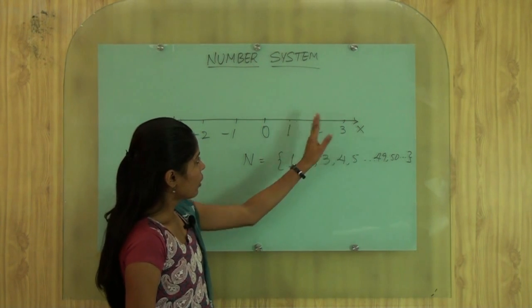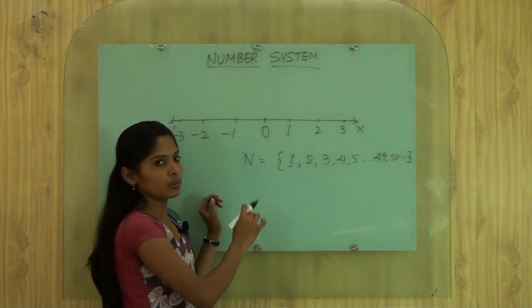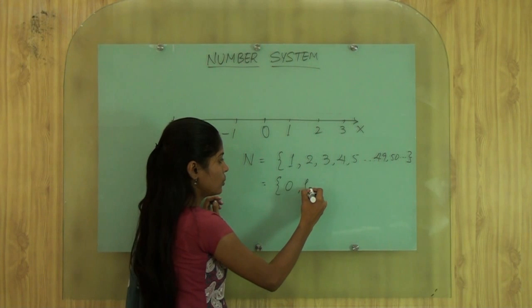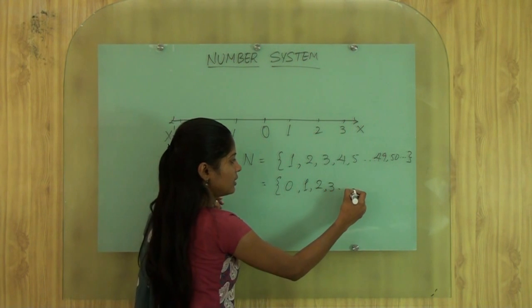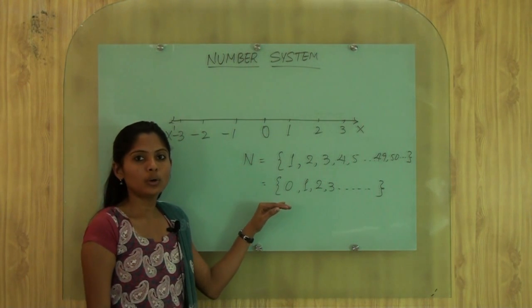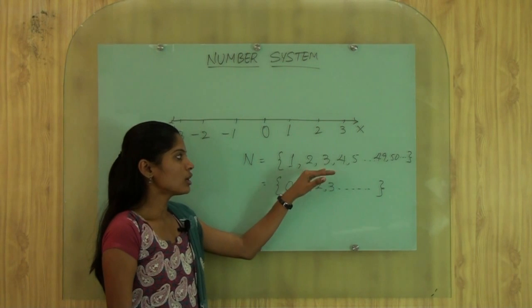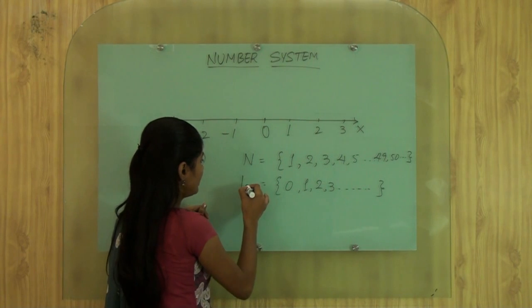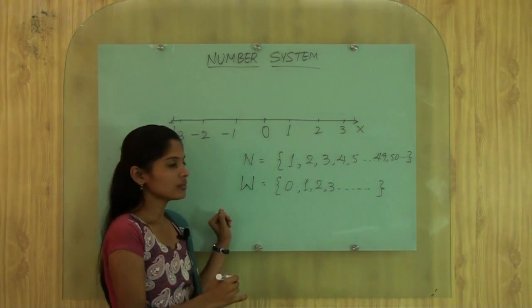Then you come all the way back, pick up 0 and collect it along with these numbers: 0, 1, 2, 3 and so on. These numbers are called whole numbers. Natural numbers along with 0 are called whole numbers. It is denoted by W.